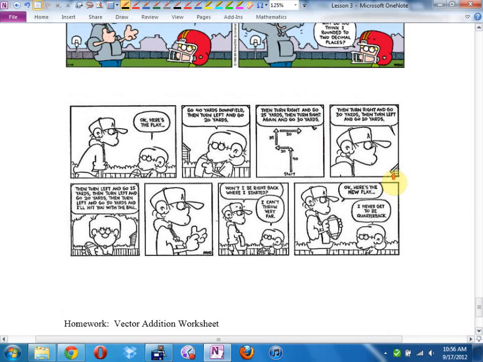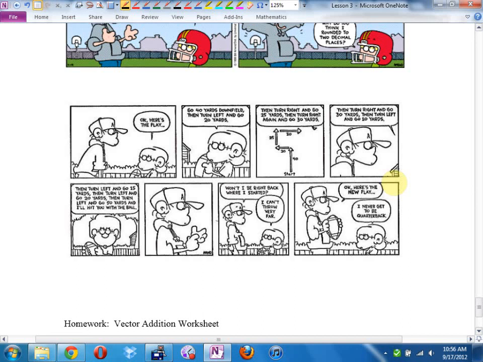This one's also really good. Jason's playing quarterback. He says, "Okay, here's the play. Go 40 yards downfield, then turn left and go 20 yards, then turn right and go 25 yards, then turn right again and go 30 yards, then turn right and go 30 yards, then turn left and go 10 yards, then turn left and go 15 yards, then turn left and go 20 yards, then turn left and go 50 yards. I'll hit you with the ball." Peter thinks for a while. "Won't I be right back where I started?" "Well, I can't throw very far. Okay, here's the new play." "I never get to be quarterback."